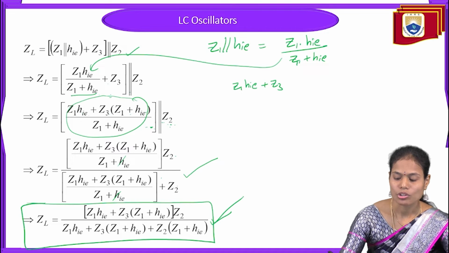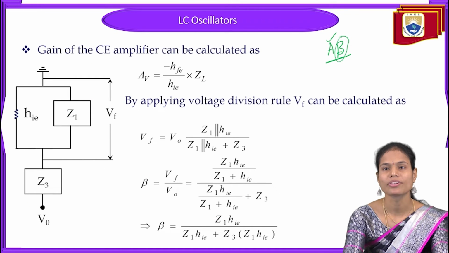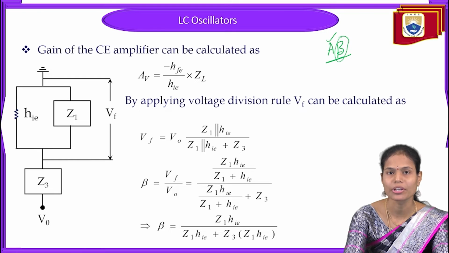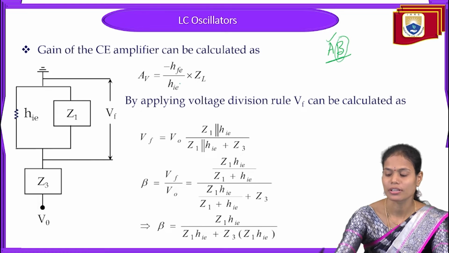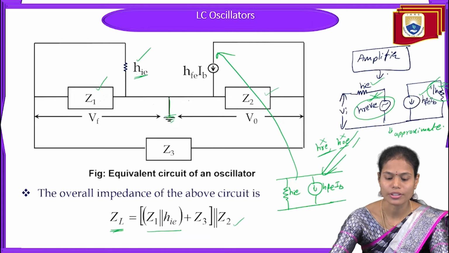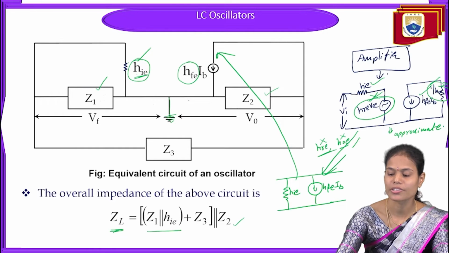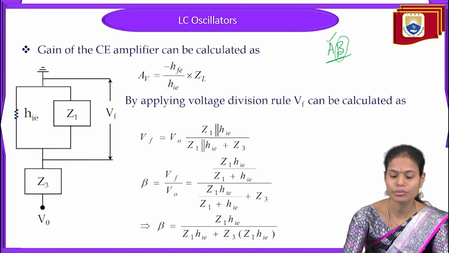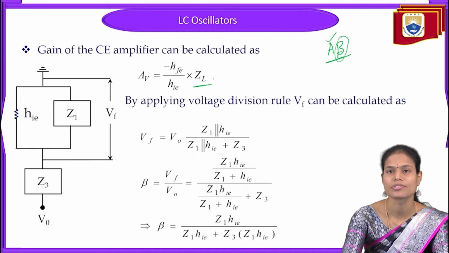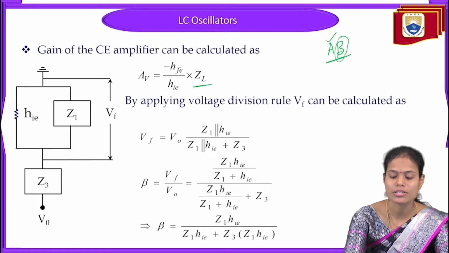So we got the ZL value. Using this, the gain of the common emitter amplifier is HFE by HIE into ZL. We are writing this from the amplifier circuit only, that's why we are taking only hybrid parameters here and not including any other parameters. So the gain is minus HFE by HIE into the overall impedance ZL.